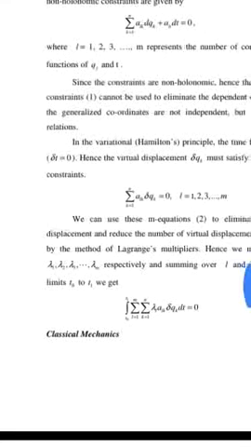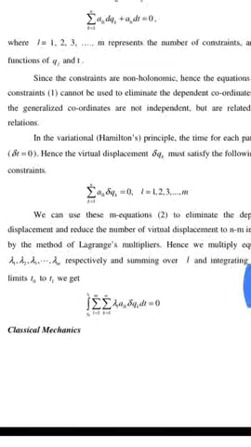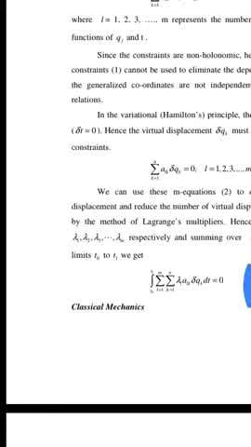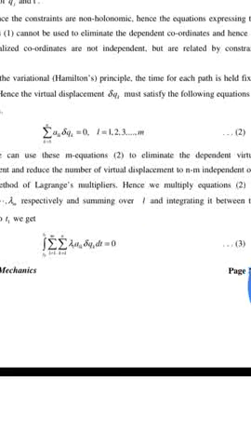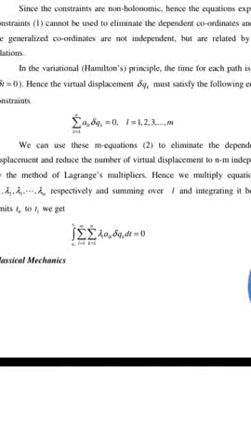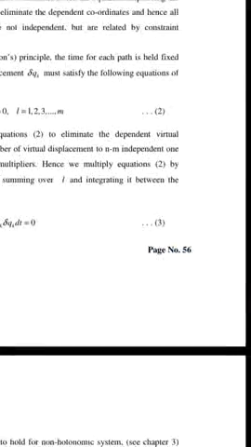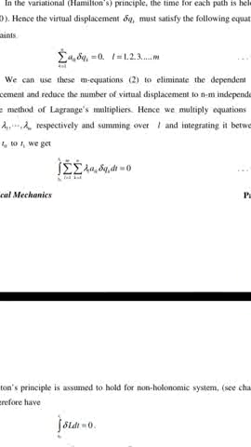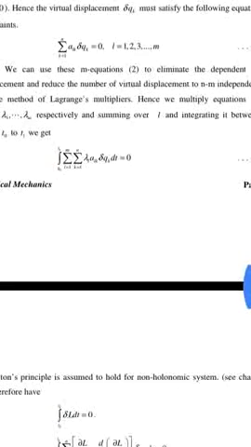Hence the virtual displacements delta q_k must satisfy the following equations of constraint: summation of a_lk delta q_k equal to 0, for l equal to 1, 2, 3, up to m. We can use the m equations, and we get the integral from t0 to t1 of the summation over l equal to 1 to m, k equal to 1 to n, of lambda_l a_lk delta q_k dt equal to 0.